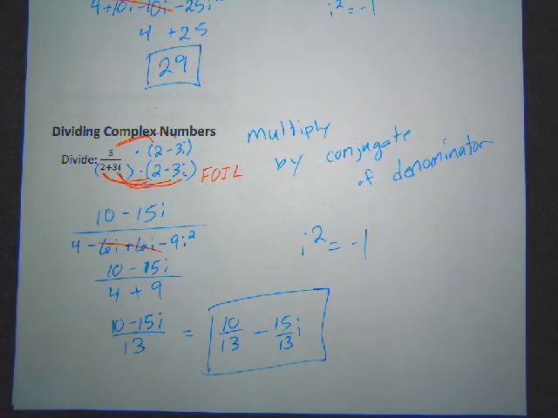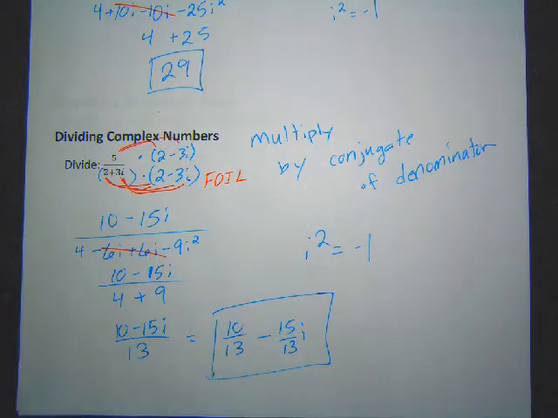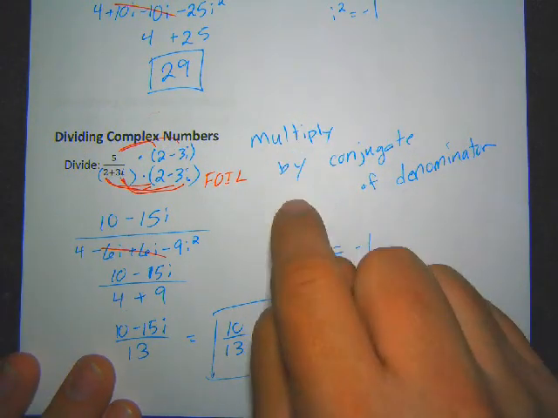So that's the best we will typically be able to do with dividing complex numbers. A lot of times we're going to end up with fractions. That's just going to happen a lot, so you're kind of stuck with that. But again, the idea is that if you're dividing complex numbers, you don't divide, you actually multiply by the conjugate.